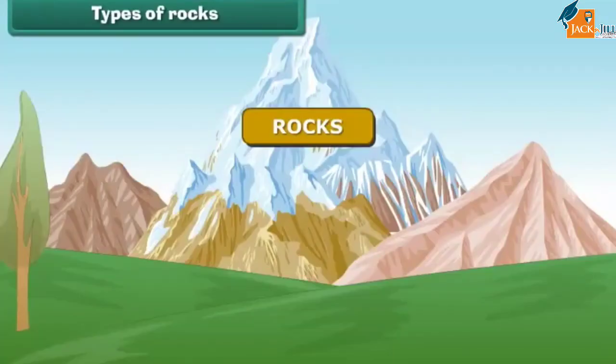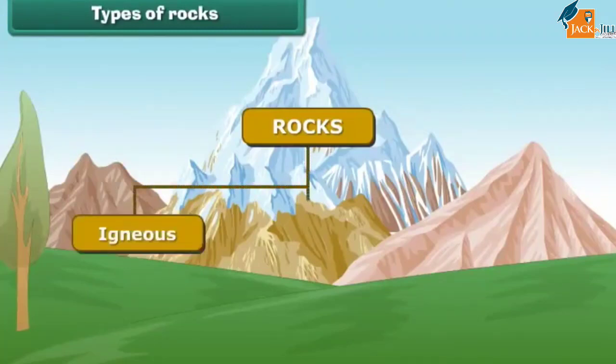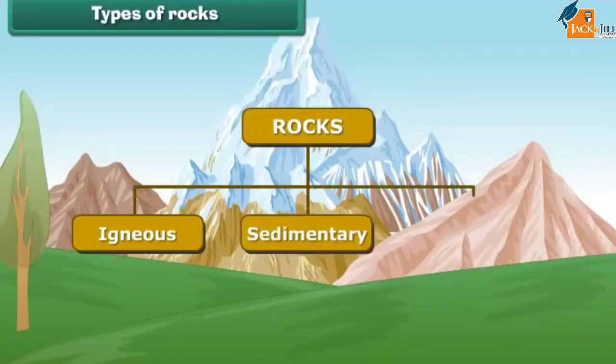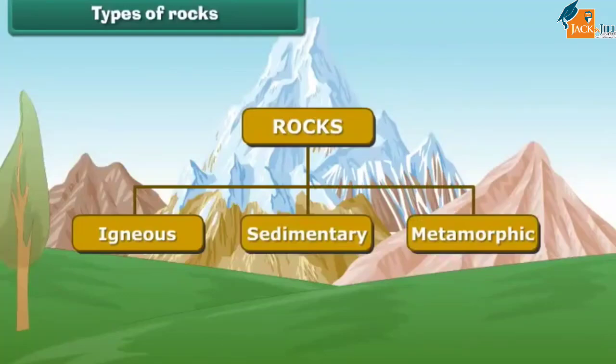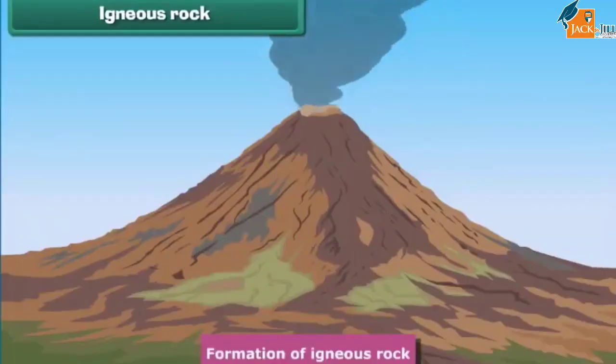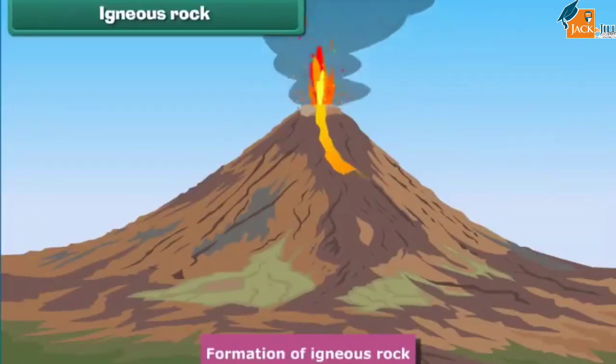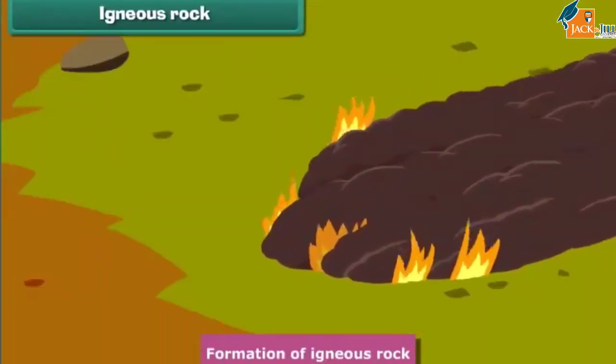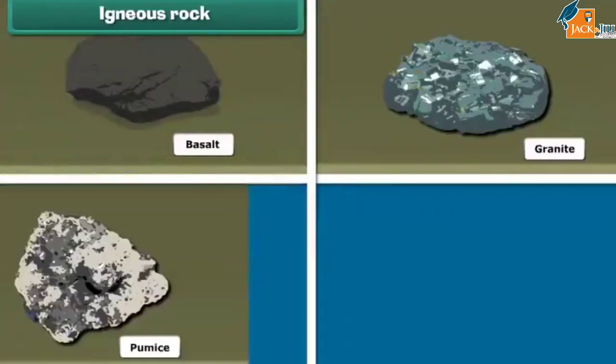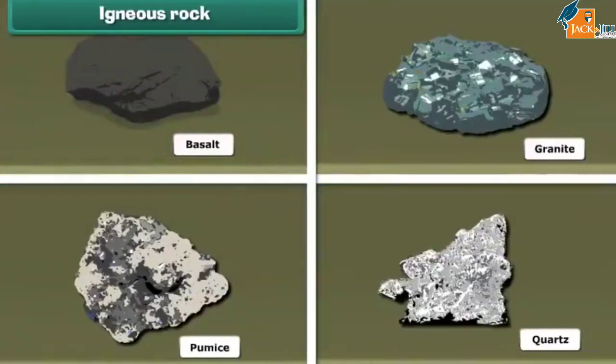Dear friends, there are 3 main types of rocks depending on how they are formed. These are igneous rocks, sedimentary rocks, and metamorphic rocks. Let's discuss them in detail. Igneous rock is formed when molten rock like lava in volcanoes cools and gets hardened, solidified. It is often shiny and glossy. Basalt, granite, pumice, and quartz are examples of this kind of rock.